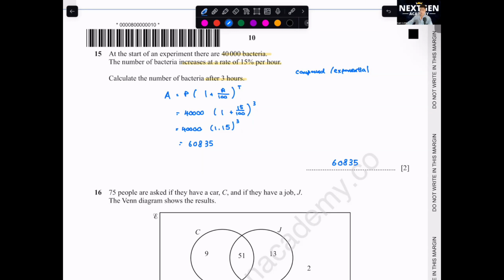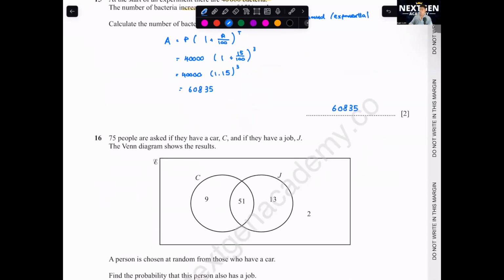Okay, question 16. 75 people are asked if they have a car, C, and if they have a job, J. The Venn diagram shows the result. Okay, we have 9, 51, 13, and 2. A person is chosen at random from those who have a car.